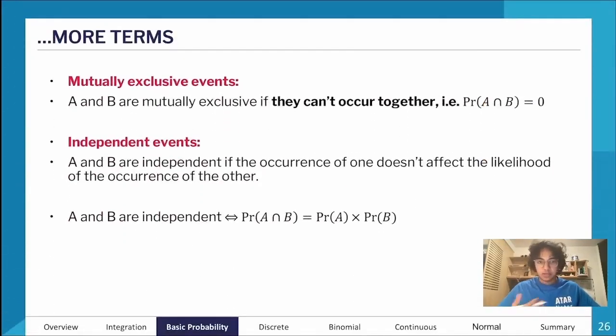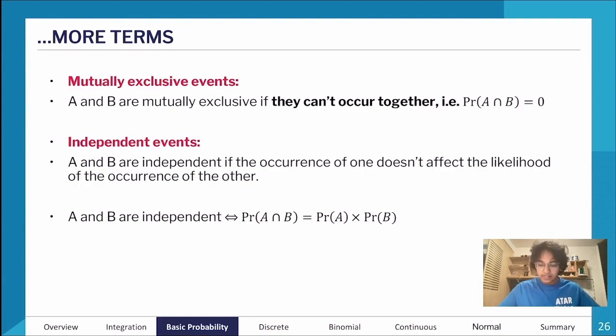Okay, and a little bit more terms. I know basic probability is just a lot of memorization, but trust me, once you get to the cool stuff with discrete, binomial, and continuous, I think it's quite worth knowing these. Okay, I've potentially had a lot of questions about mutually exclusive and independent. Like, what's the difference? So mutually exclusive is if they can't occur together, right?